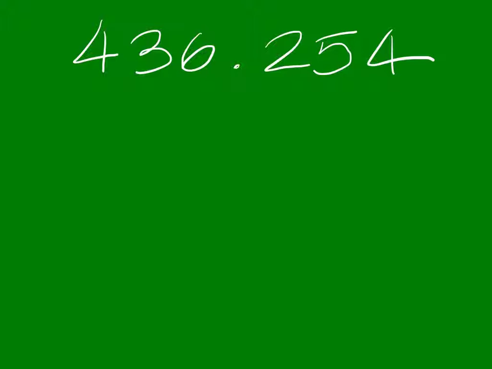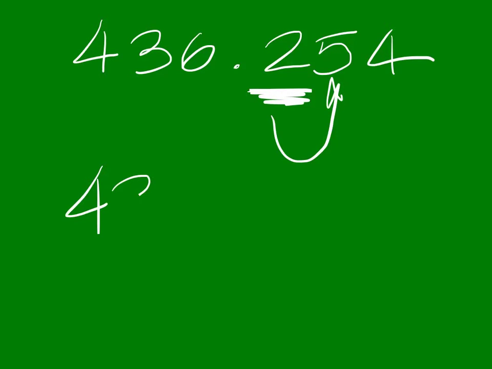On this problem, you're going to be given a decimal, and I will underline what place you are rounding to. So if I do this, you're rounding to what place? You'd round to the tenths. Tenths place, which means you look at what number? The hundredths place. And if that's 5 or higher, then you do what to the 2? You'd go up 1. Make it a 3. So 436.3.